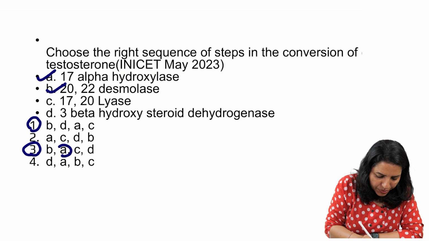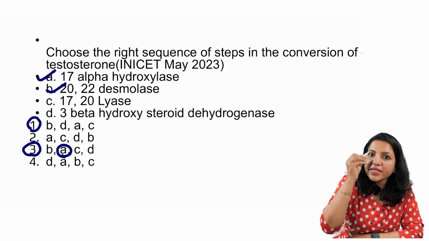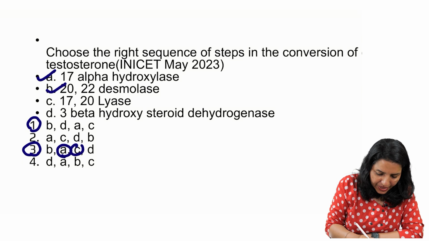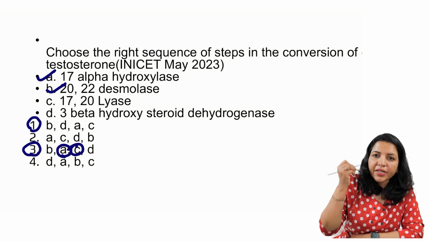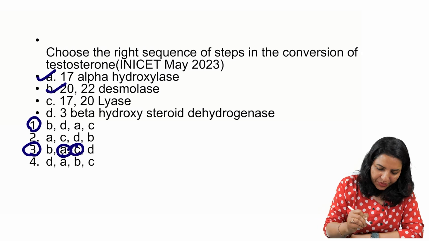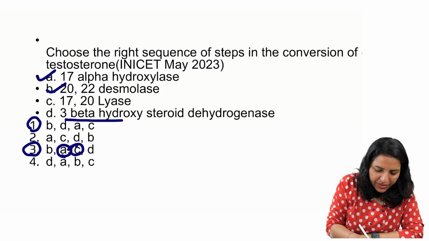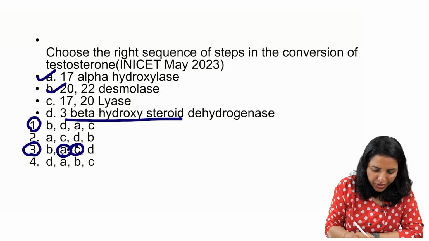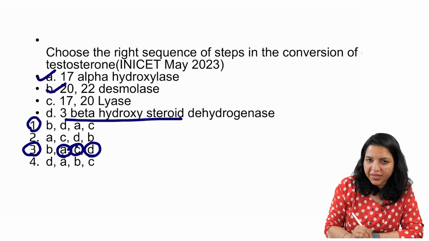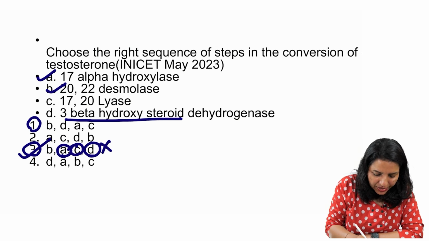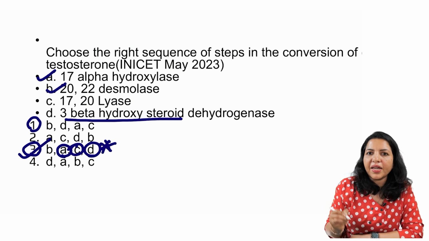So A should be the second. Then we can see 17,20 lyase. That should be the third one. And there is one more enzyme there. And after that you can see 3-beta hydroxysteroid dehydrogenase as well. So D is the next in the option. So the answer here is 3, that is BACD.